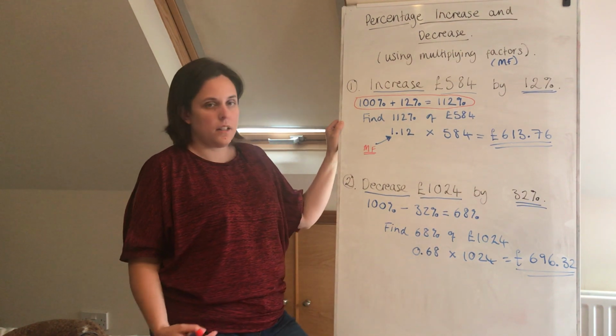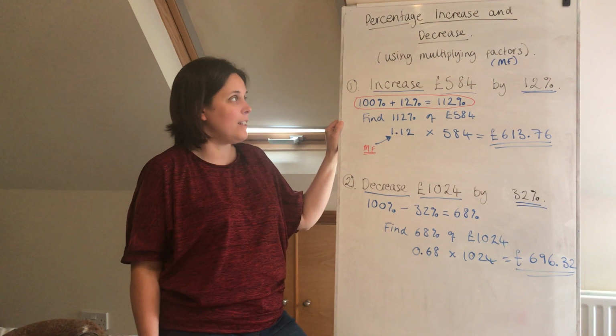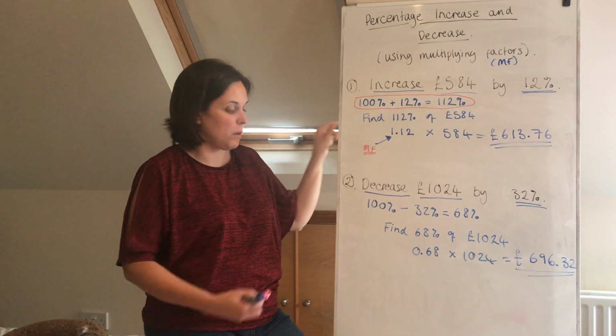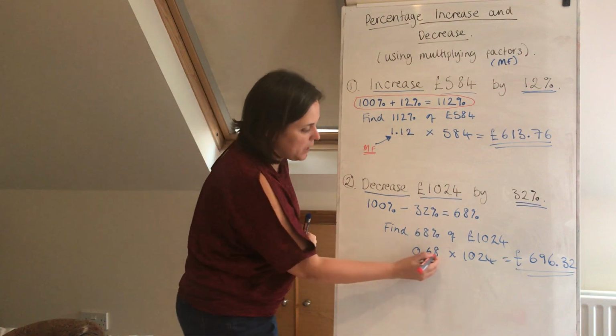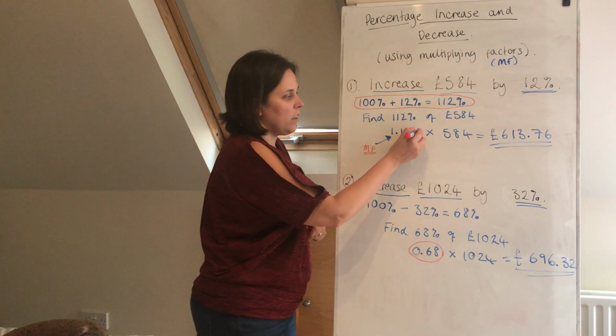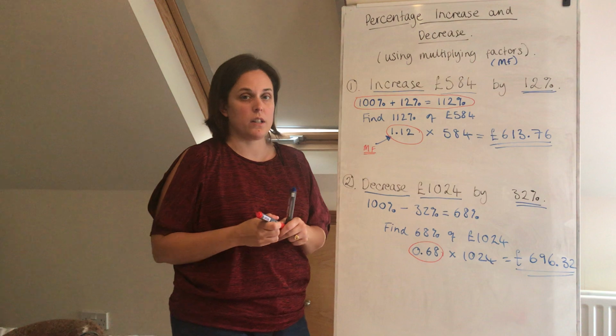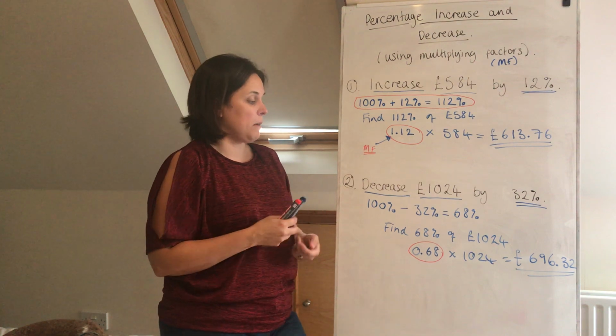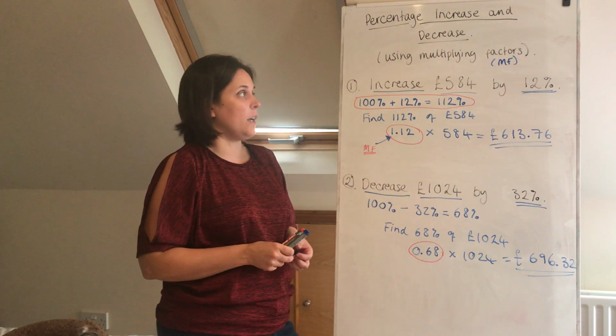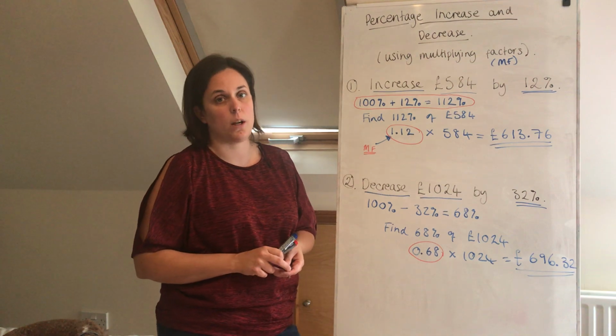So that is how you do percentage increases and decreases using a multiplying factor. And once again, this number here is our multiplying factor, and this number here is our multiplying factor. Once you've got that, it actually makes the process very simple, and it certainly helps with more difficult questions that you could come across later on.